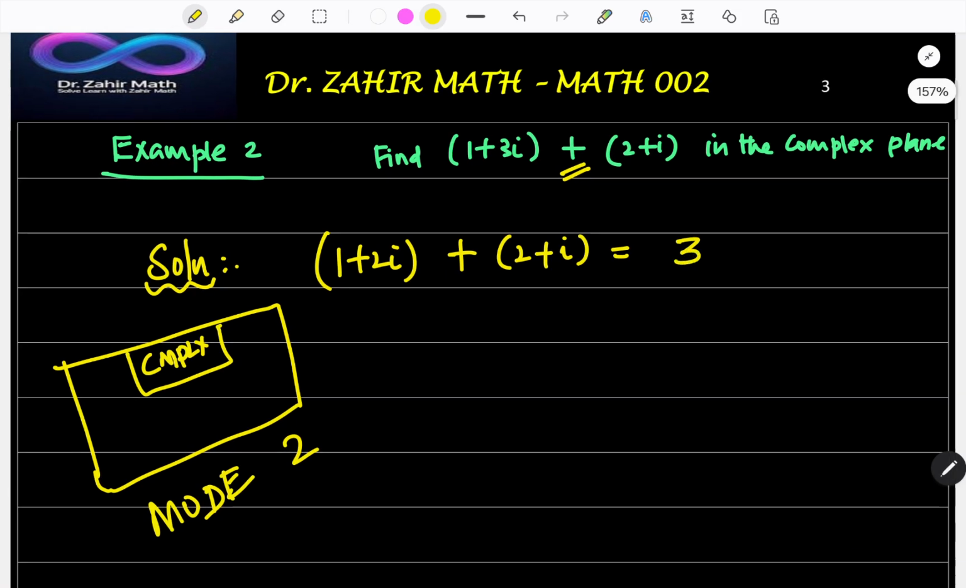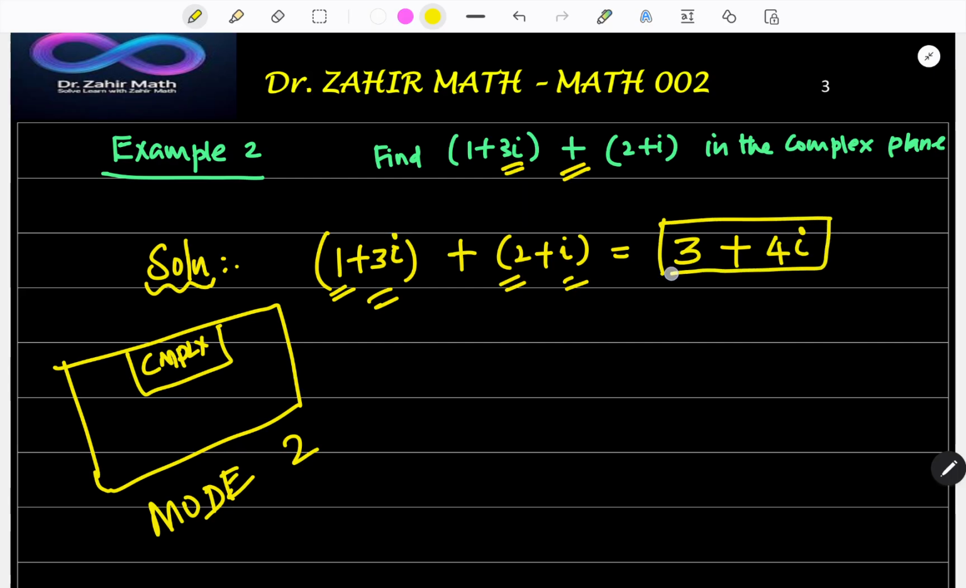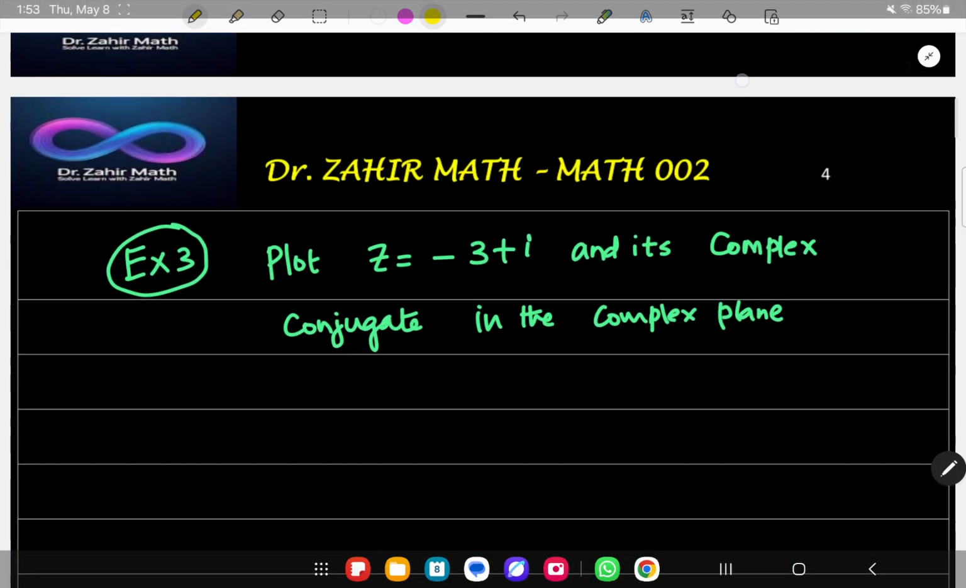1 plus 2 is equal to 3, because real plus real. Sorry, this is 1 plus 3i, right? This is not 2i, this is 3i. Look here, it is 3. So 1 plus 2 is 3, and 3i plus 1i is going to become what? 4i. Very easy.